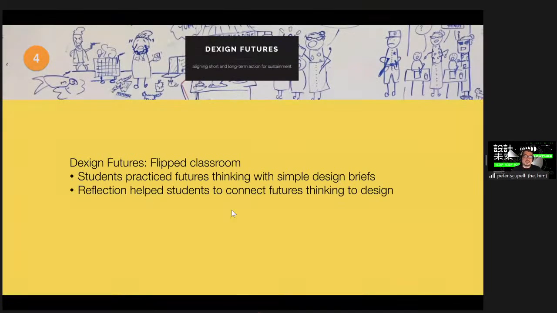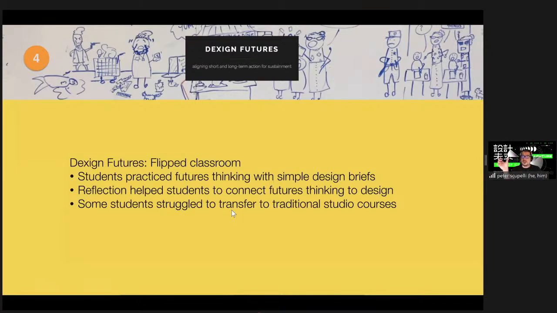So lessons learned from a Design Futures flipped classroom: students practiced futures thinking with simple design briefs, and the reflection helped the students to connect futures thinking to design. Some students struggled to transfer what they were learning in the futures class to traditional studio courses. So students understood in theory what the connections were, but then they were struggling to bring these new methods into their studio because they weren't quite sure what their studio teacher would think of such ideas.